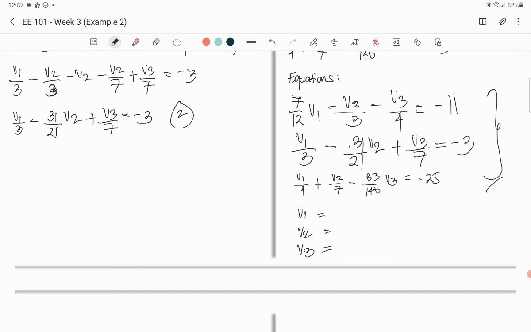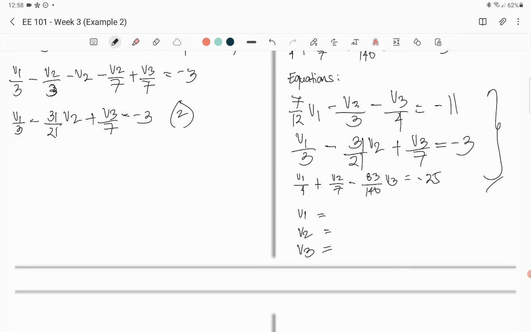Now the only thing that we should do is to input the numerical coefficients of the equations. For equation 1, we have 7 divided by 12, negative 1 divided by 3, negative 1 divided by 4, and then negative 11. For the second equation, we have 1 divided by 3, then negative 31 divided by 21, then 1 divided by 7, and then negative 3. For the last equation, we have 1 divided by 4, 1 divided by 7, and negative 83 divided by 140, and then negative 25.